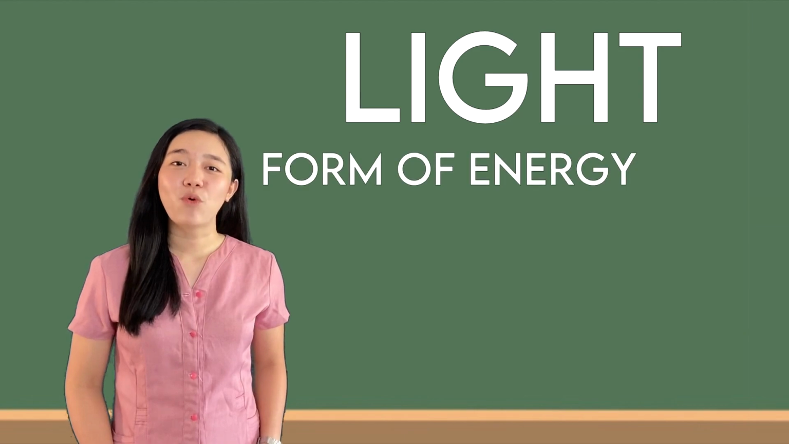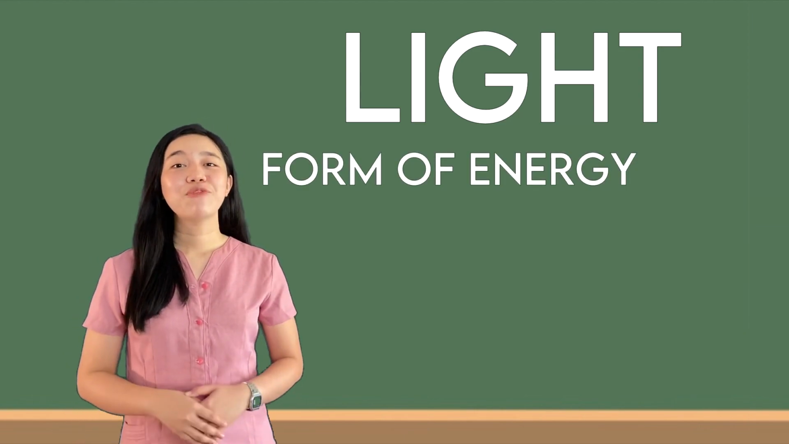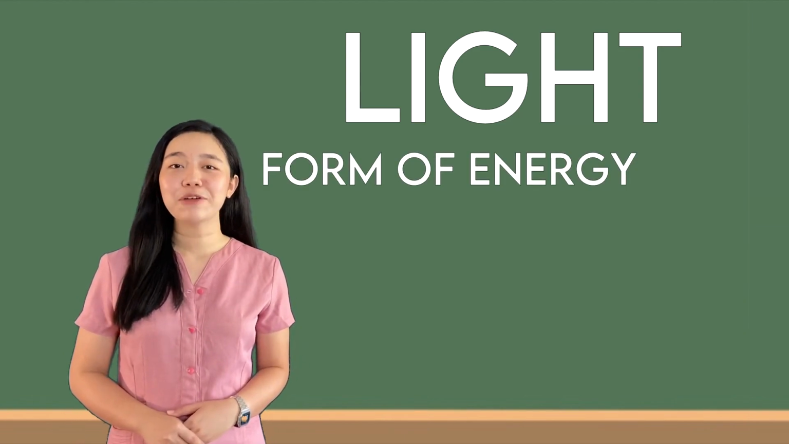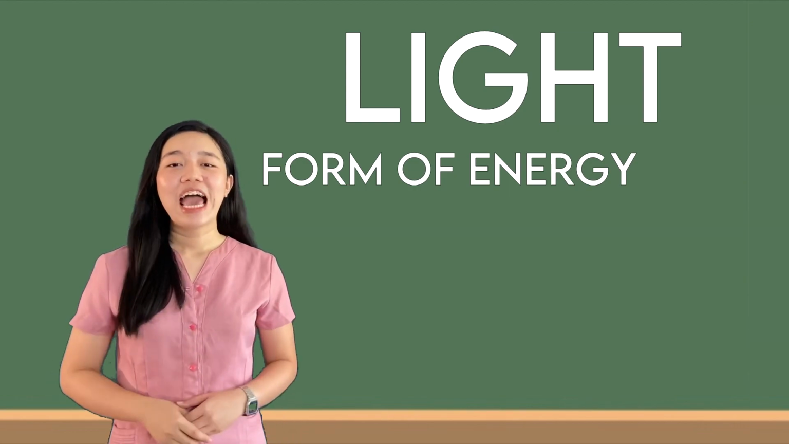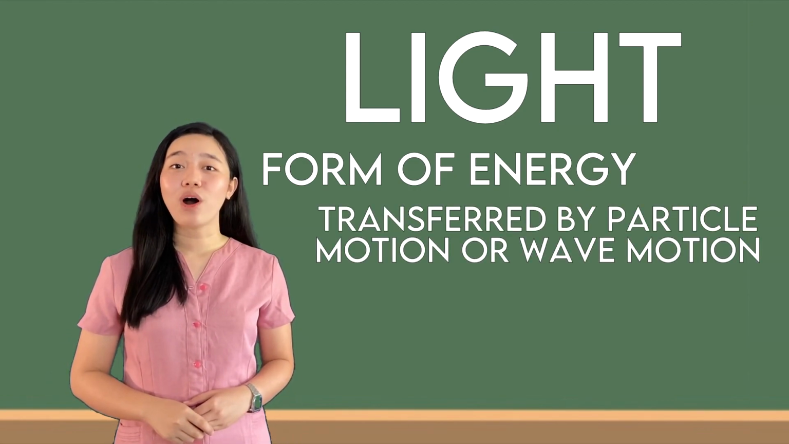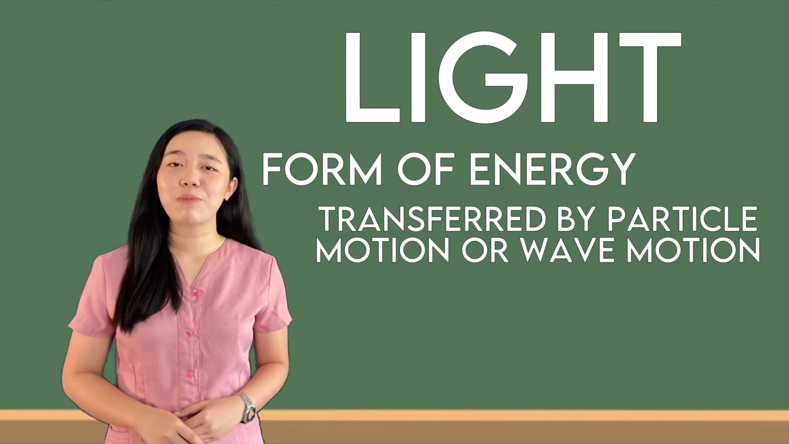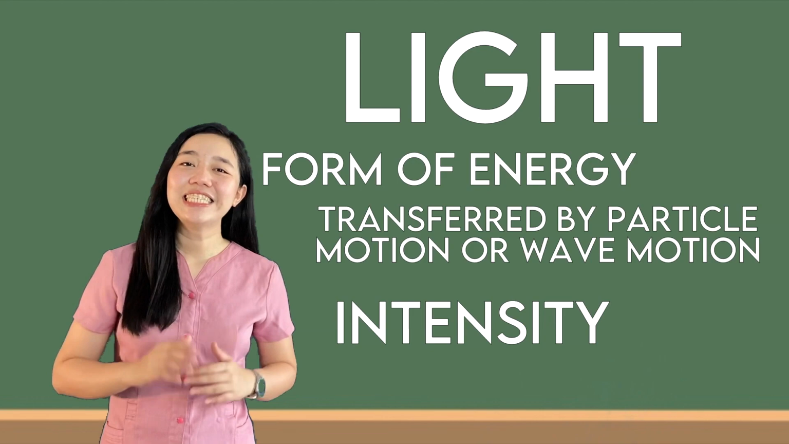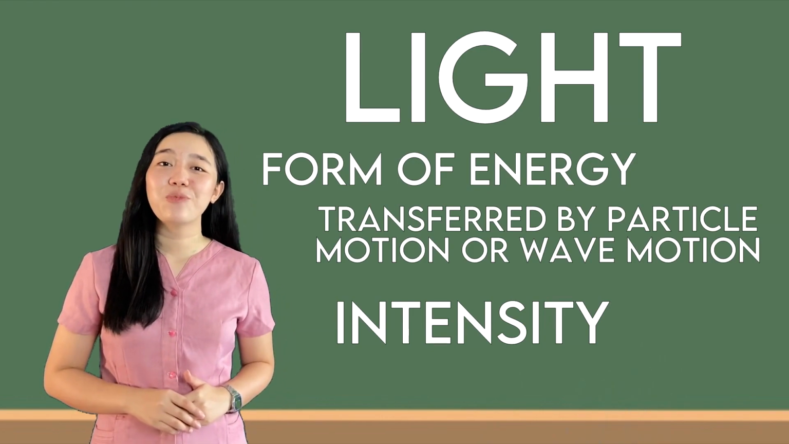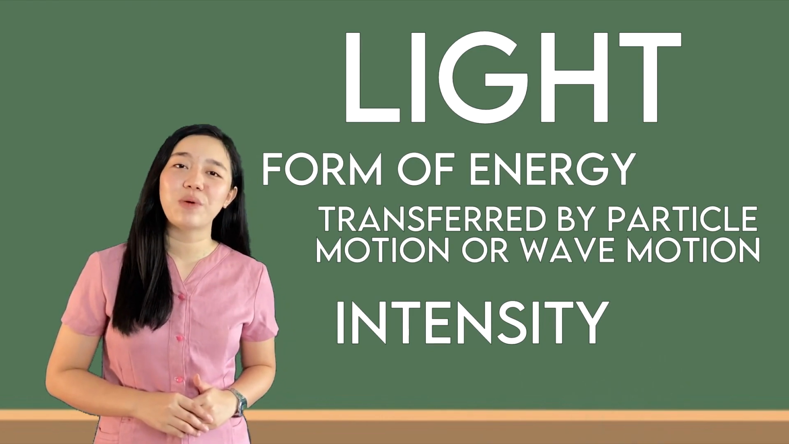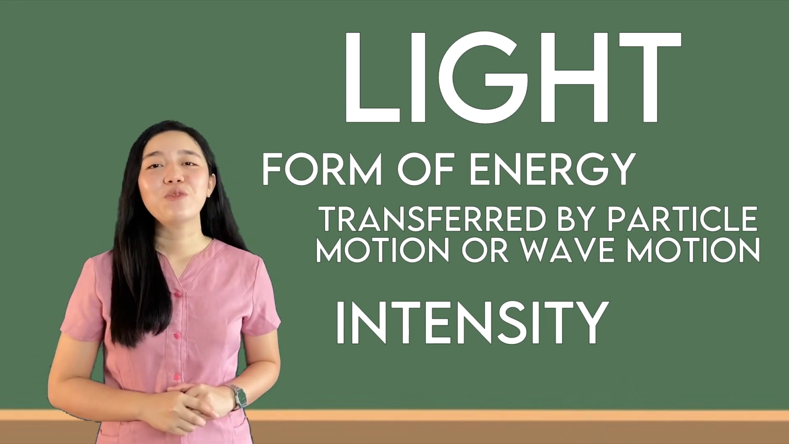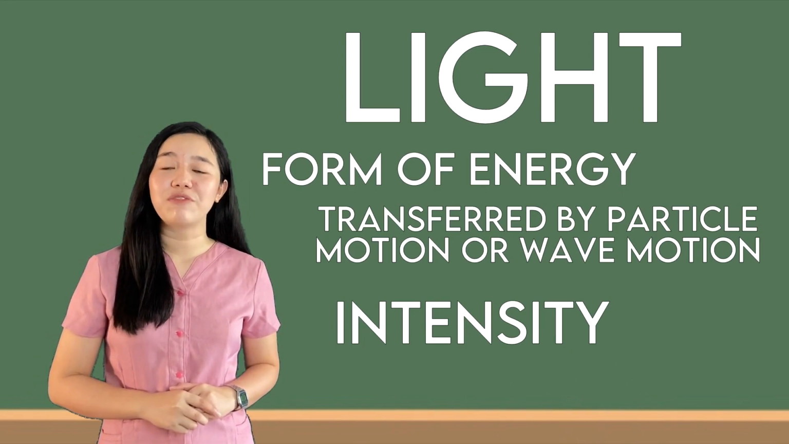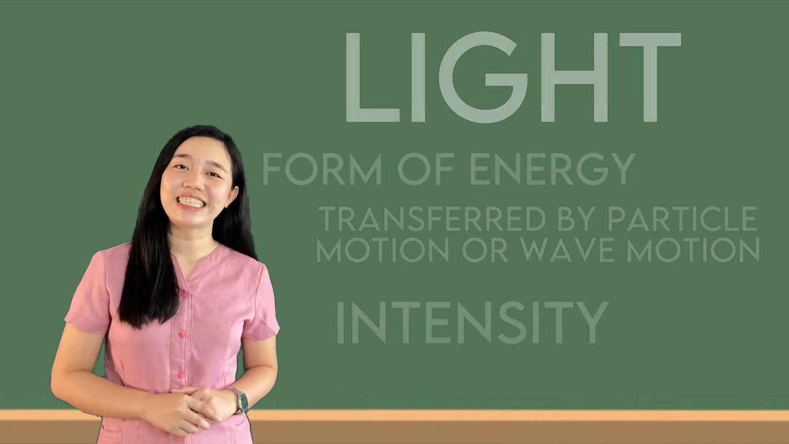Light is a form of energy. It provides the energy both plants and animals need. Also, energy can be transferred from one point to another point either by particle motion or wave motion. Intensity of light is affected by the wavelength and frequency of light wave. And the frequency and wavelength of light wave determine the color of light.